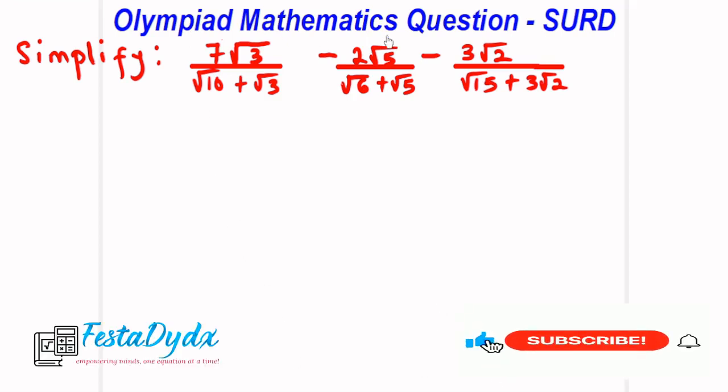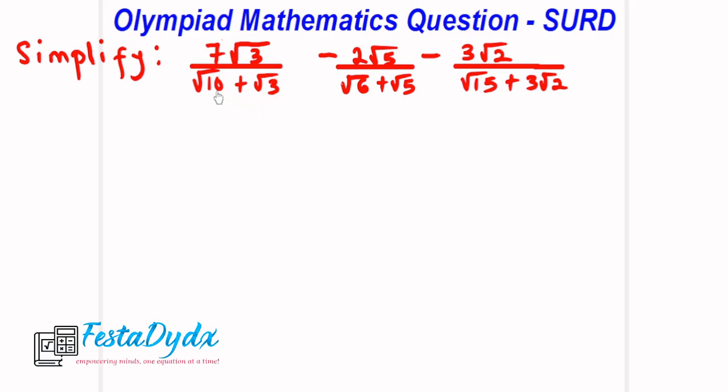Let's solve this Olympiad Mathematics question on the topic surds. Simplify 7 root 2 all over root 10 plus root 3, minus 2 root 5 all over root 6 plus root 5, minus 3 root 2 all over root 15 plus 3 root 2.